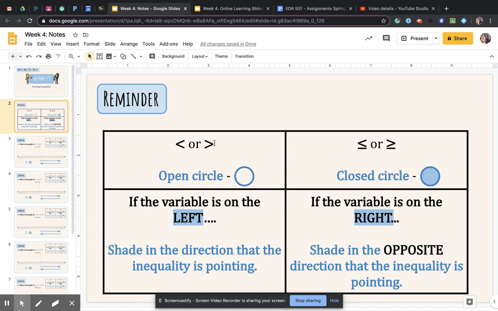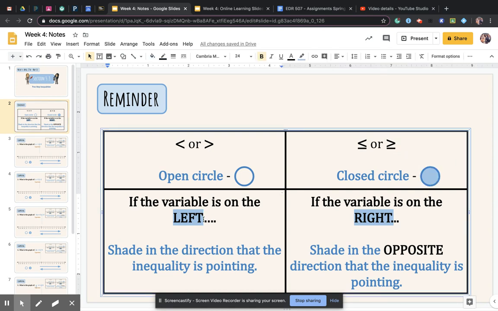Less than or greater than has an open circle. Less than or equal to or greater than or equal to has a closed circle. If the variable is on the left, we're going to shade in the same direction that the inequality is pointing. And if the variable is on the right, we're going to shade in the opposite direction that the inequality is pointing. So let's do some practice.